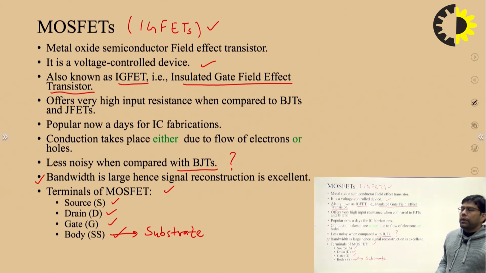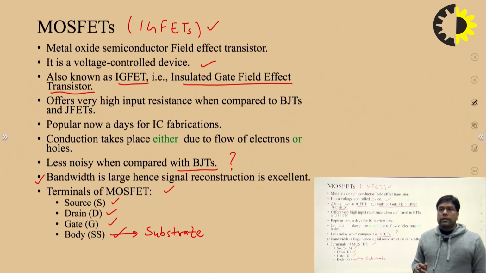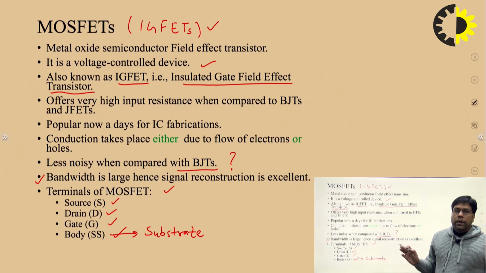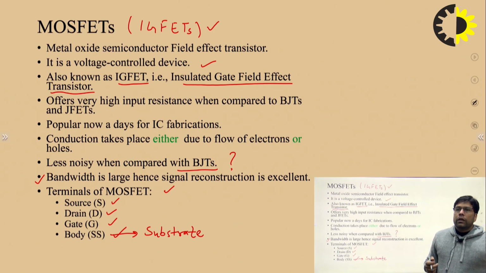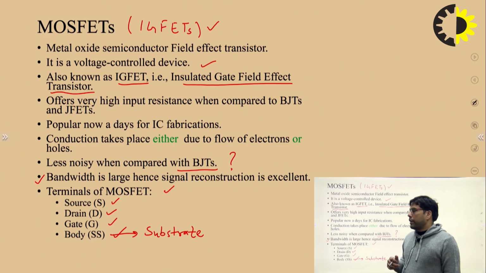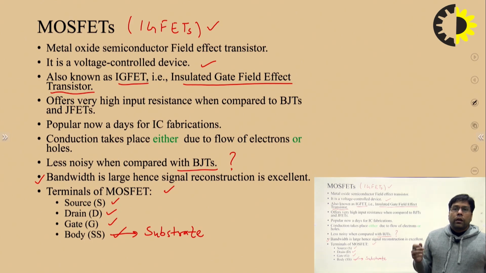If we compare the MOSFET with the BJT, there are certain differences. BJT is a bipolar junction transistor, so the conduction or current flows due to both charge carriers, either the majority carriers or minority carriers. While in the case of MOSFET, the current flows only due to the presence of the majority carrier.